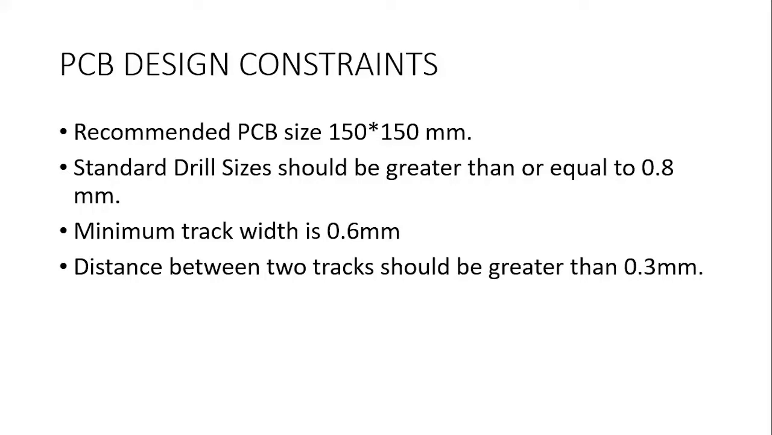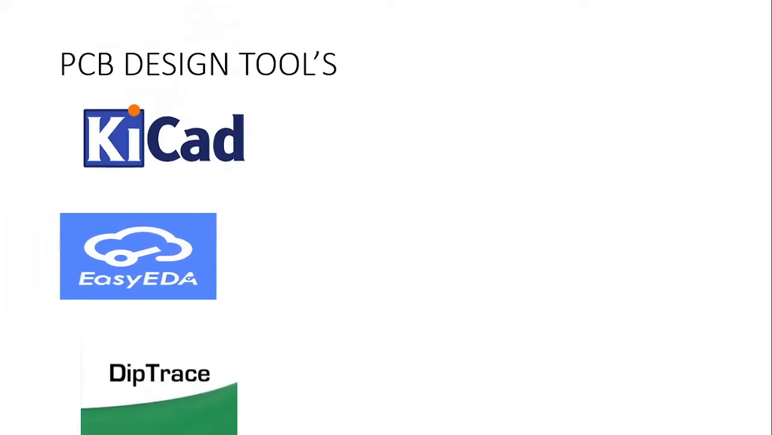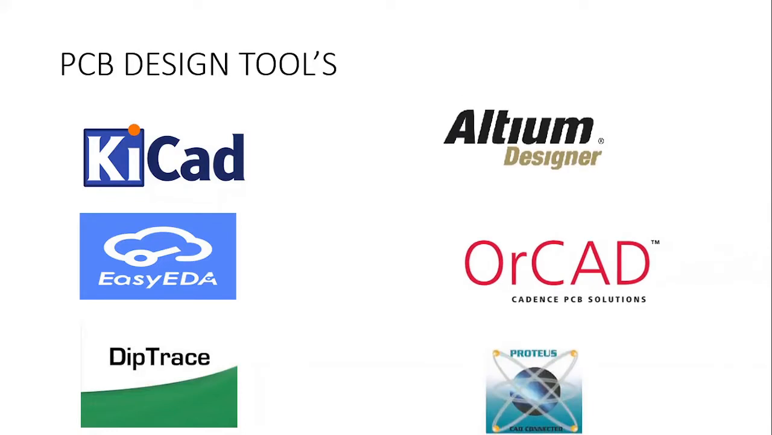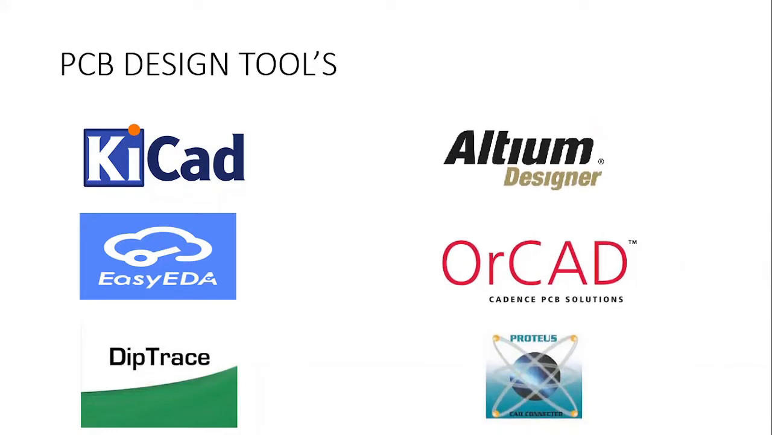For designing PCBs, you can use free tools like KiCad, EasyEDA and DipTrace, as well as paid software like Altium, OrCAD and Proteus. From these software you can create a Gerber file. Now if you want to create a G code for printing your PCB using this PCB rapid prototyping machine, you need to go to the server which we are using for generating the G code.